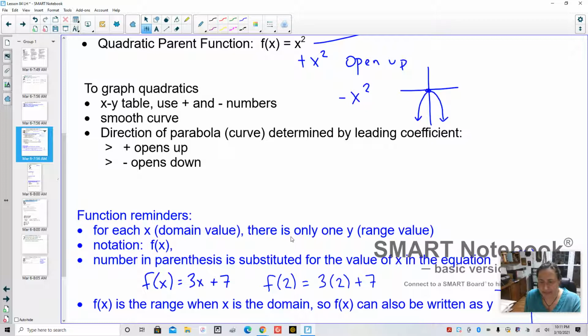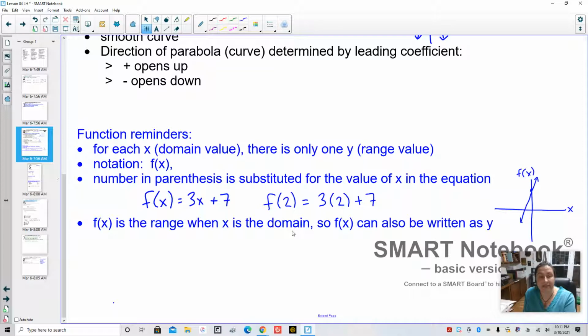All right, here are some function reminders. A function is defined by, for each x, the domain, there is only one y. So there can't be repeats vertically. The notation is f of x, which really is the same as y. The number in parentheses can be substituted for the value of x in the equation. So if I had f of x equals 3x plus 7, that's a linear equation that I've sketched over here. Then when I said f of 2, that's how we say that, we're not multiplying, but the x value is 2.